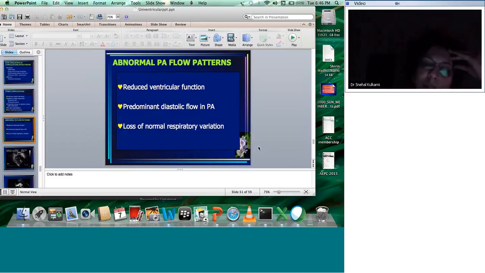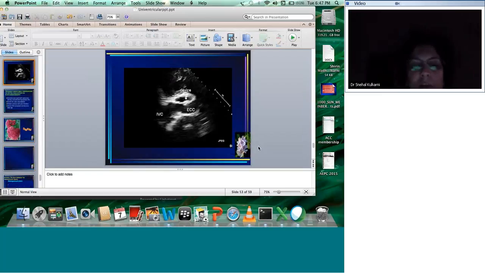So abnormal patterns, when do you see them? When there is a reduced ventricular function, when you have predominant diastolic flows in the pulmonary arteries and loss of normal respiratory variations. These are abnormal flow patterns in the pulmonary artery when you put a Doppler evaluation. Unfortunately, as I said, these are not seen. This is a subcostal view, and this is the IVC, extracardiac Fontan, and this is a device which has been put and it's closed.